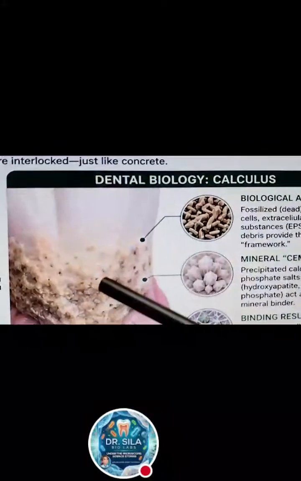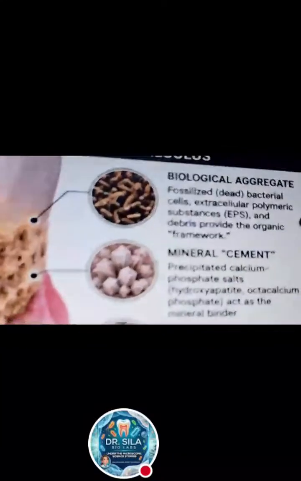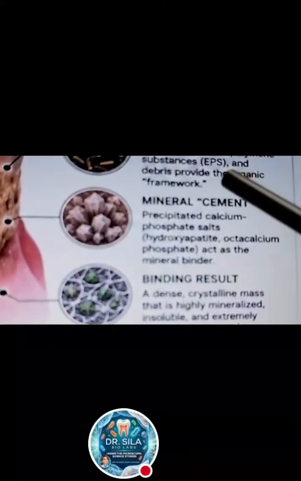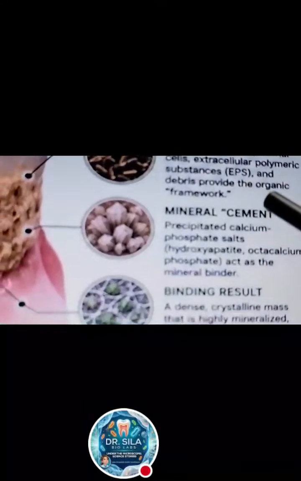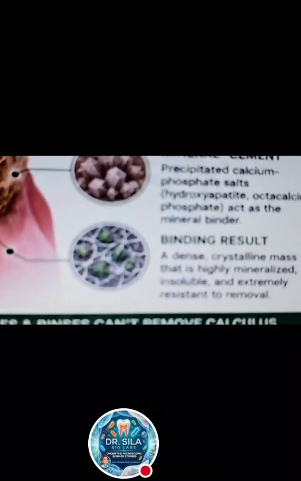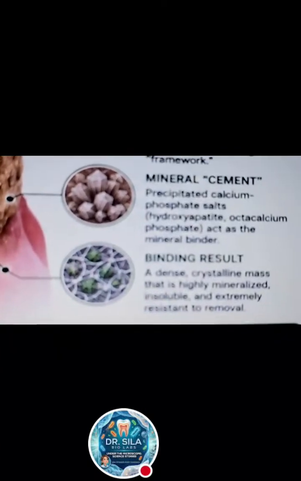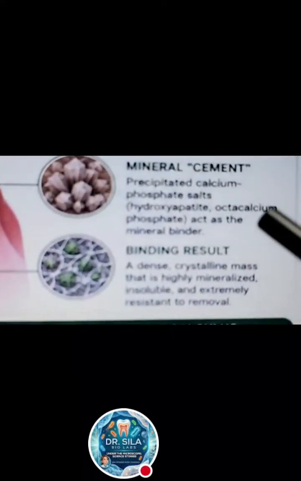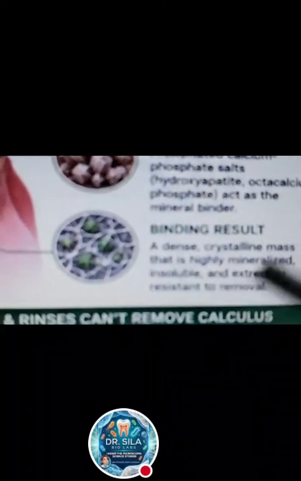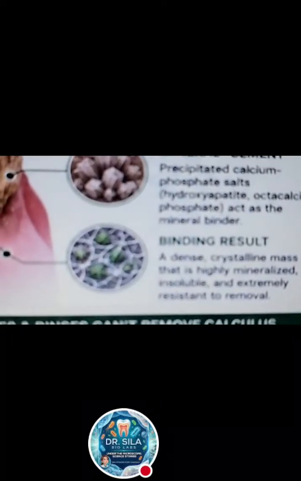In calculus, the biological aggregate, bacterial cells, extracellular polymeric substances, and debris provide the organic framework. The mineral cement is precipitated calcium phosphate salts, hydroxyapatite and octacalcium phosphate. The binding result is a dense crystalline mass that is highly mineralized, irreversible, and extremely resistant to removal.